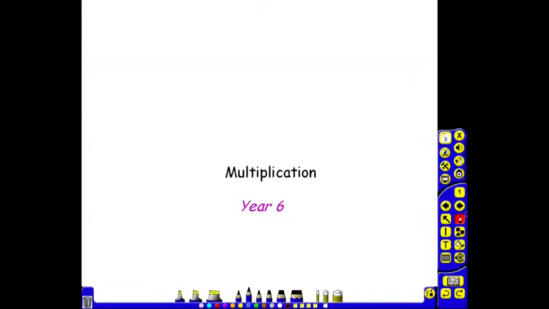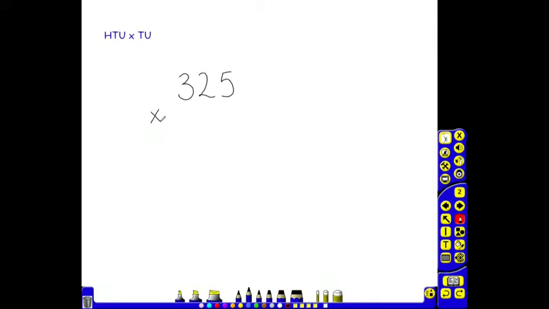Multiplication Year 6. In Year 6, children will continue to work on the elements that have been introduced in Year 5. For long multiplication, they will move on to hundreds, tens and units multiplied by tens and units. So a 3-digit number, for example 325, multiplied by a 2-digit number, for example 33.